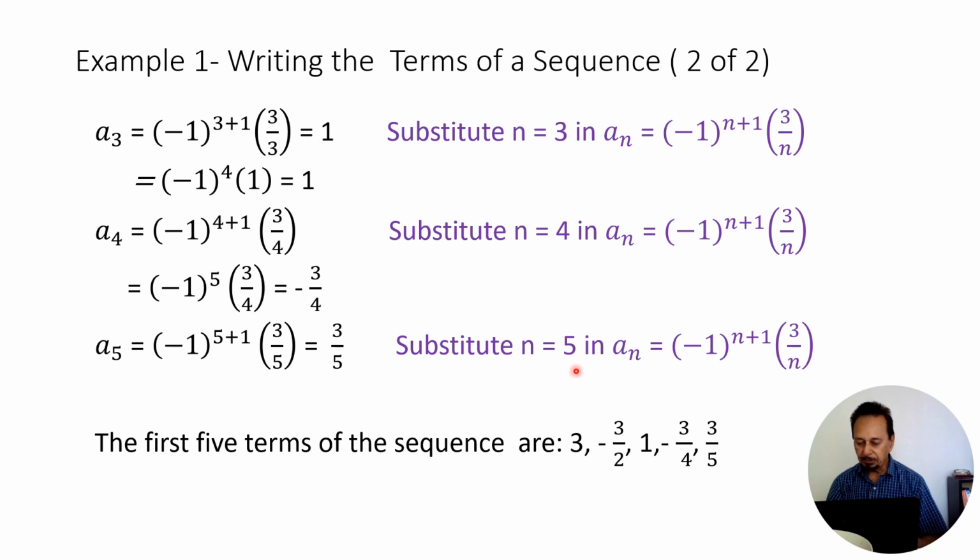To find the fifth term, we put n equals 5 in the given nth term formula. So it becomes a sub 5, negative 1 to the 5 plus 1 and 3 over 5. So negative 1 to the 5 plus 1 is 6, so it will be just positive 1 times 3/5, which is 3/5. So the first 5 terms of the sequence are 3, 3 halves, 1, 3 fourths, 3 fifths, and so on. So it looks like it's an alternating sequence.